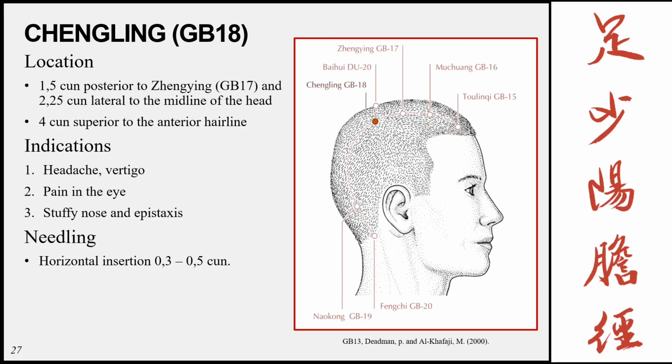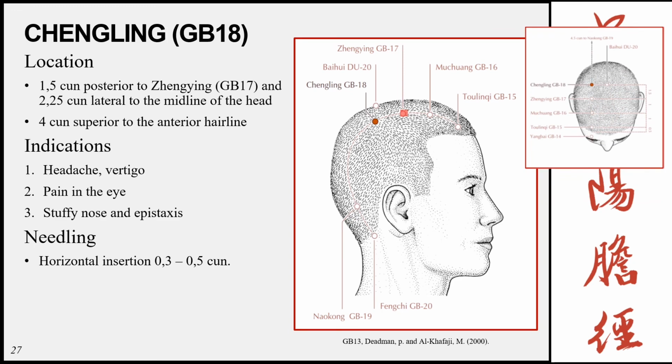The next point is Chengling, GB18. This point is found 1.5 cun posterior to Zhengying, GB17, and 2.25 cun lateral to the midline of the head, which is 4 cun superior to the anterior hairline. So if you see the image on the top right, these points are all level with one another, all in a straight line, which is 2.25 cun lateral to the midline. The variation is in the distance from the hairline.